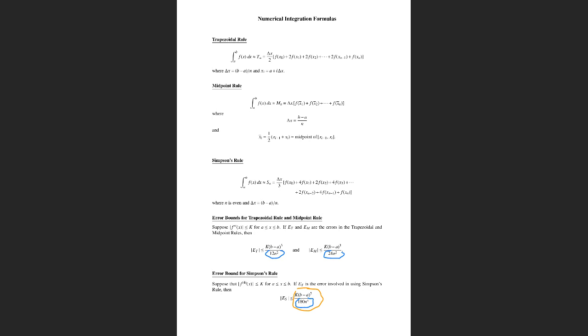It isn't always the case, but more often than not, it is the case. And the reason for that is Simpson's rule in general approximates curves, functions, better than the other two rules.